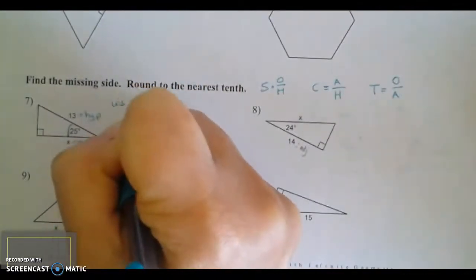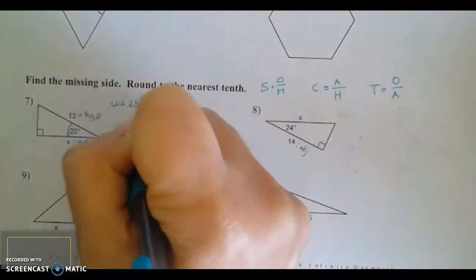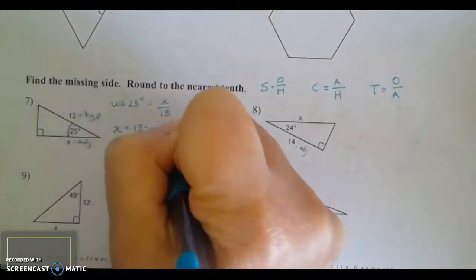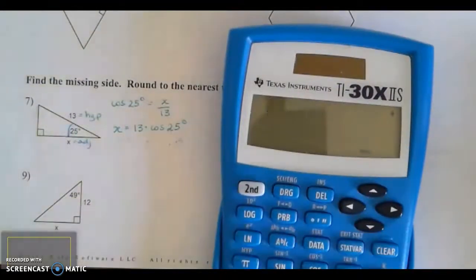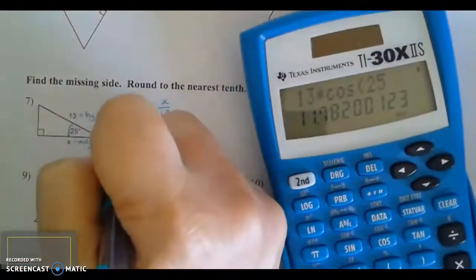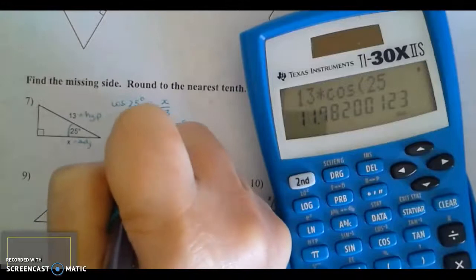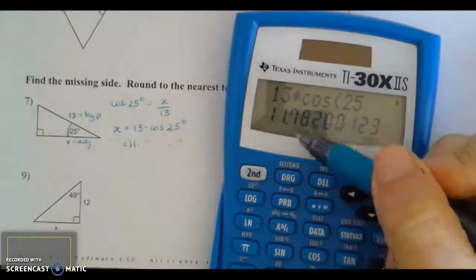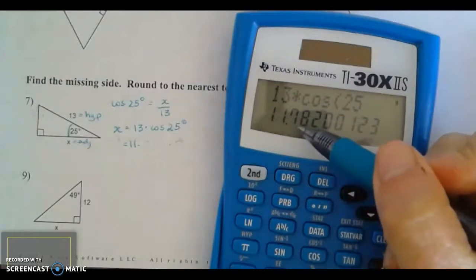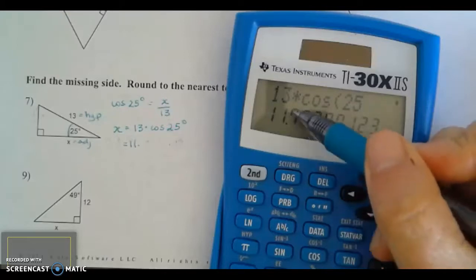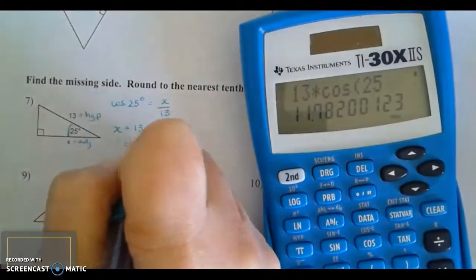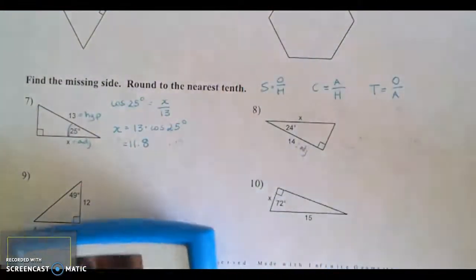So that means x is, multiply both sides by 13, 13 times cosine of 25 degrees. So this is where you pull out your calculator, and 13 times cosine of 25 degrees is going to be 11.78. Now again, we need to cut it off after the 7. But before we do that, we need to consider the next digit. 8 is bigger than 5, so that means we need to round this up to 11.8. Round it to the 1 decimal place.